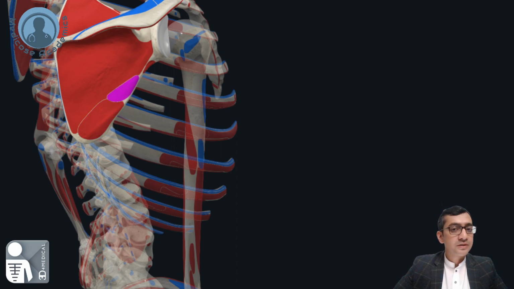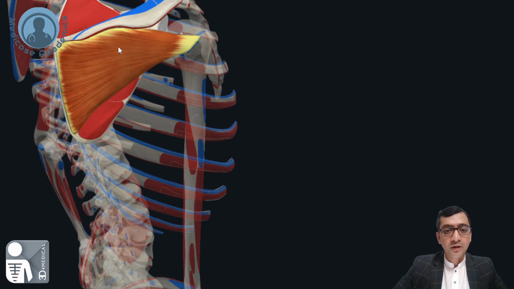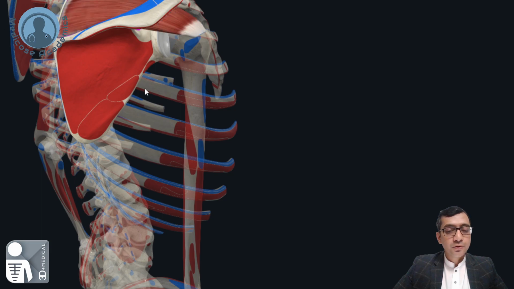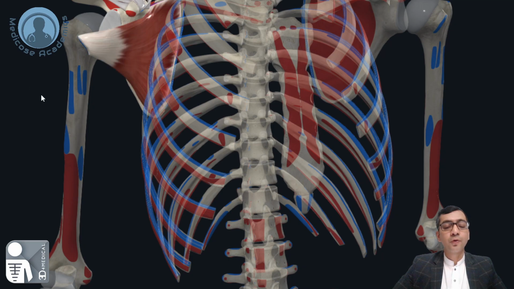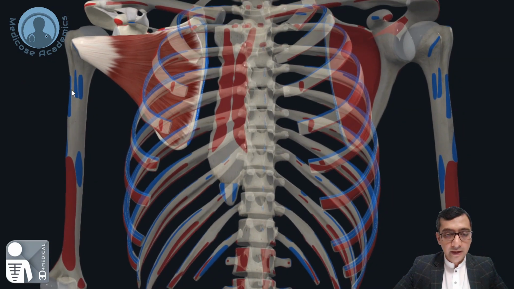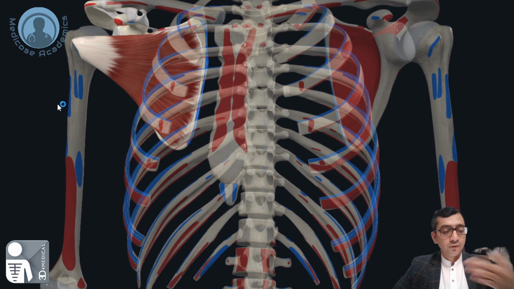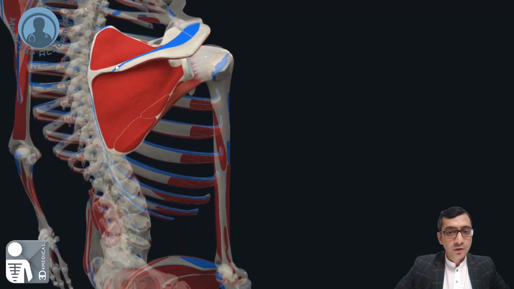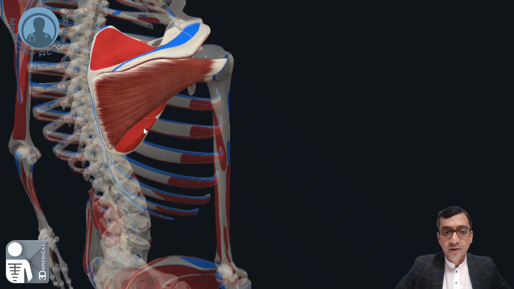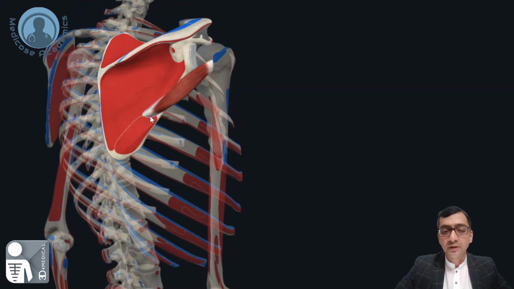The teres minor muscle also gets inserted into the head of the humerus. So these four muscles, teres minor, infraspinatus, supraspinatus, and subscapularis, get inserted to the head of the humerus. These are called rotator cuff muscles because they cover the head of the humerus from all sides. Subscapularis is covering it anteriorly, supraspinatus from the superior aspect, infraspinatus from the posterior aspect, along with the teres minor.